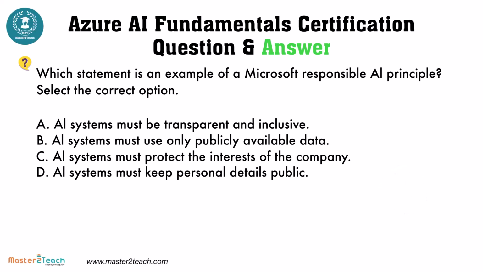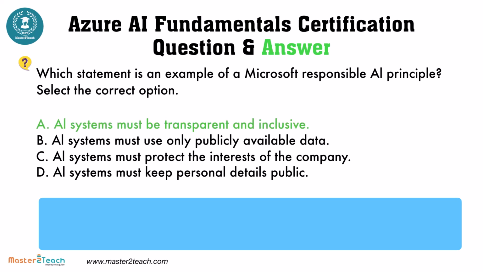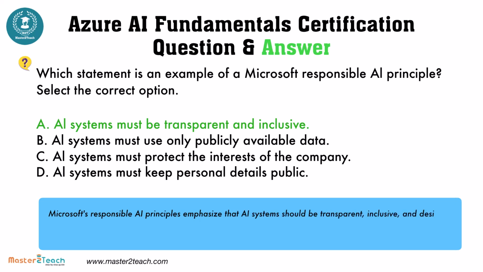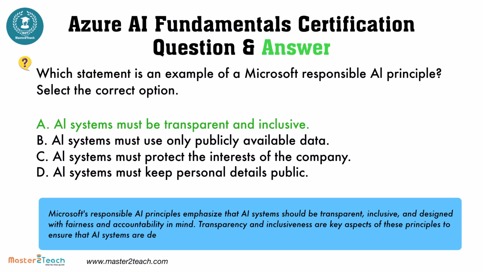The correct answer is AI systems must be transparent and inclusive. Microsoft's responsible AI principles emphasize that AI systems should be transparent, inclusive, and designed with fairness and accountability in mind. Transparency and inclusiveness are key aspects of these principles to ensure that AI systems are developed and used in a responsible and ethical manner.